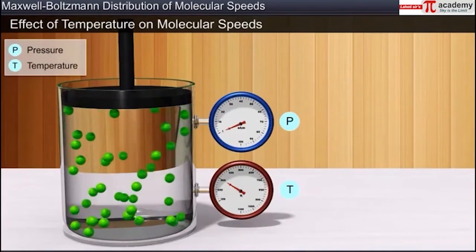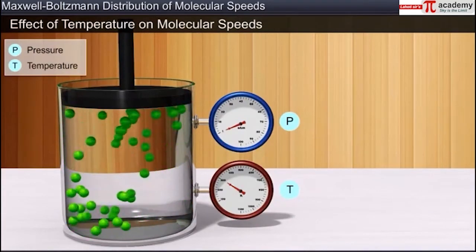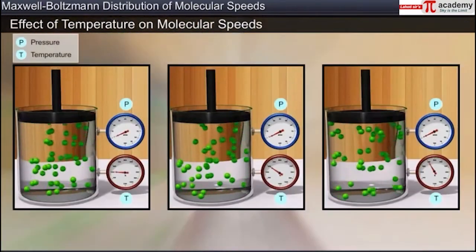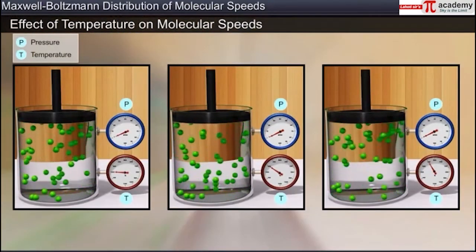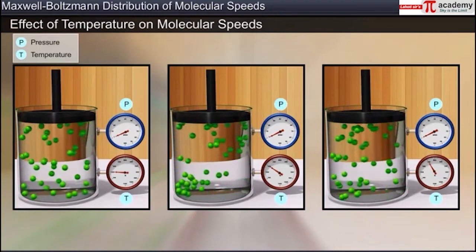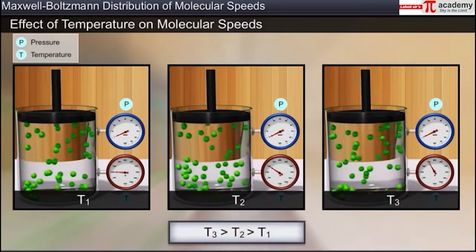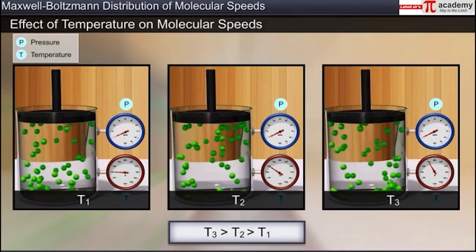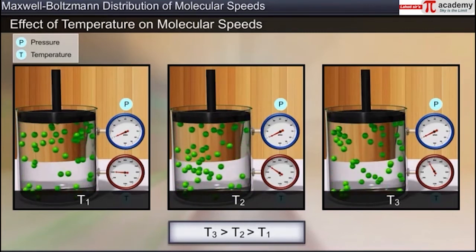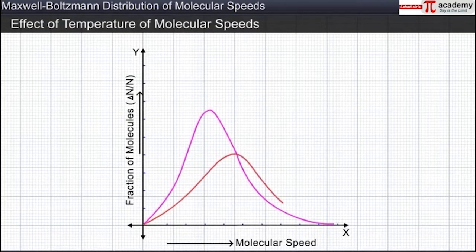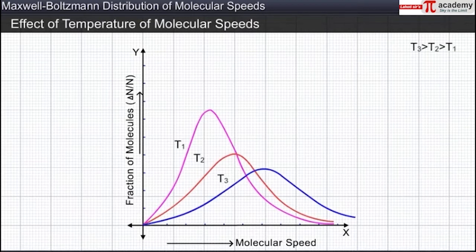Now, let's study the effect of temperature on molecular speeds. Consider that a gas is under observation at 3 different temperatures T1, T2 and T3, where T3 is greater than T2 is greater than T1. The Maxwell-Boltzmann distribution curves at temperatures T1, T2 and T3 are shown here. From these distribution curves with an increase in temperature, we can draw these conclusions.